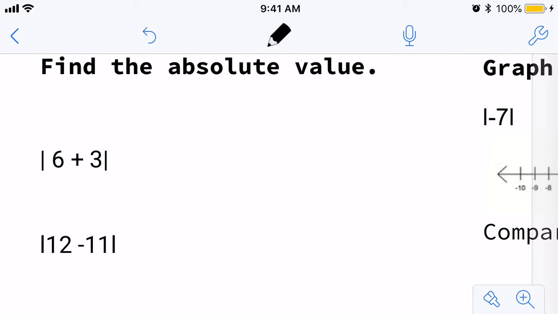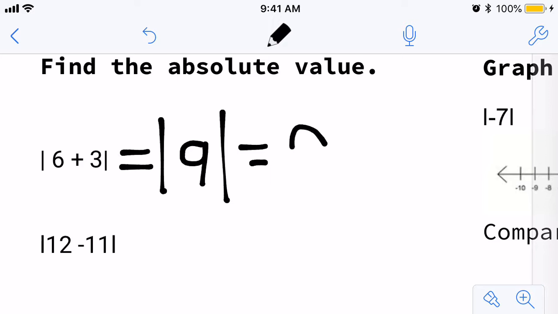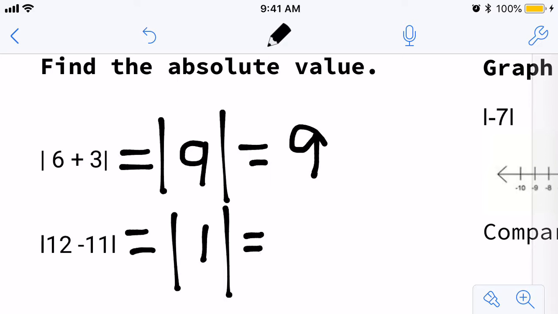Find the absolute value. So the 6 and the 3 are enclosed by absolute values. So I'm going to solve first and get 9. And then when I take the absolute value of that, I get positive 9 again. The next one, I have 12 minus 11, which is 1. And the absolute value of that is 1.